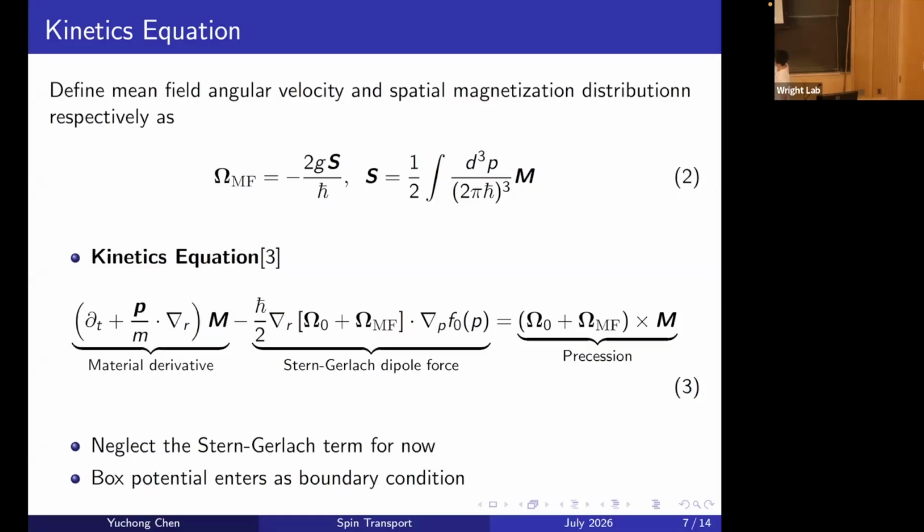And down here is the kinetic equation. It has basically three terms. The first one is the material derivative, which we see in most transport equations. The second term is a force term, which is the Stern-Gerlach force. And the final term is the precession rate. This precession obviously has the Larmor precession, which is omega naught, as well as the precession due to the identical spin rotation effect that I mentioned, which is omega m. For now, we'll neglect the Stern-Gerlach term because we know that this term is not particularly important here. And the box potential also enters the boundary condition.